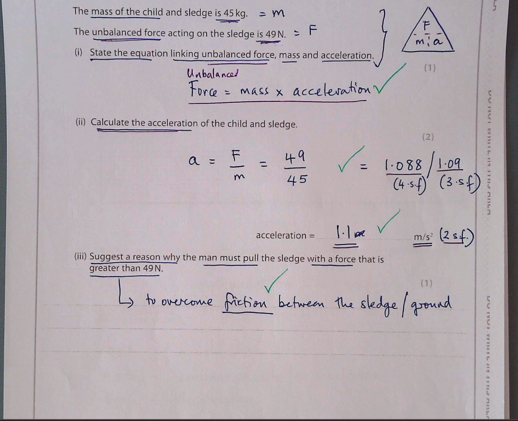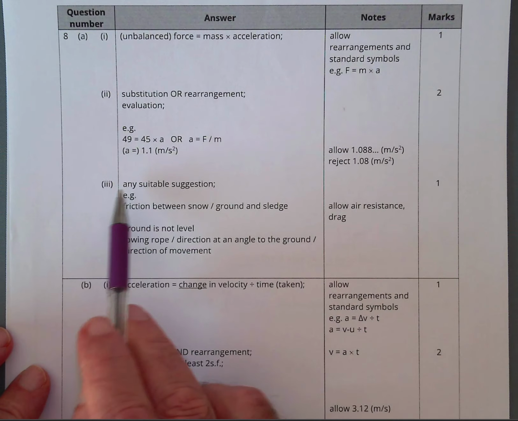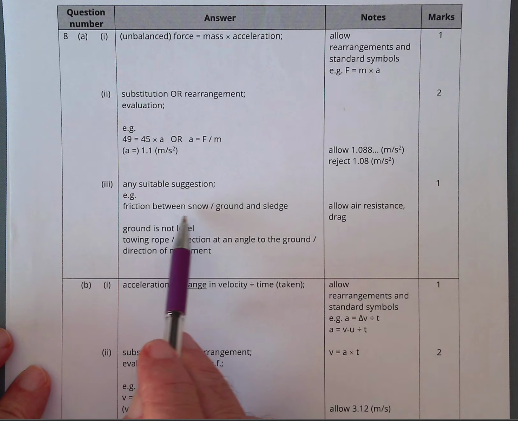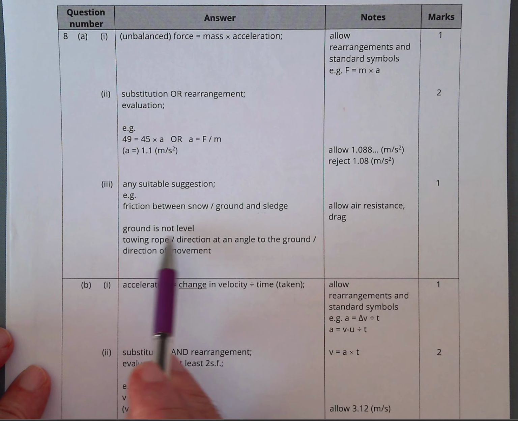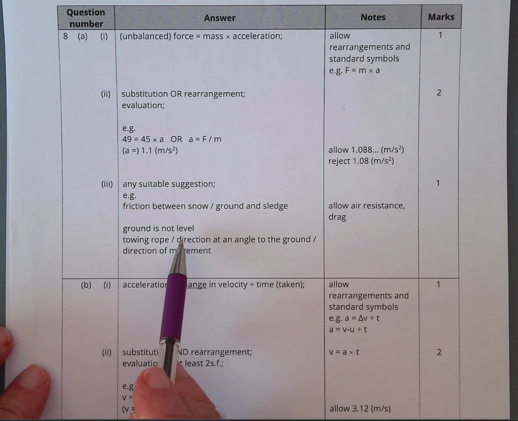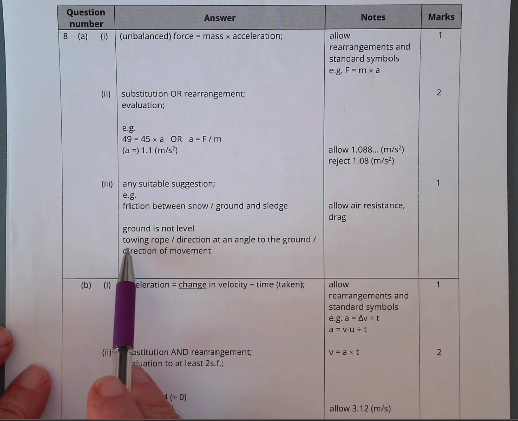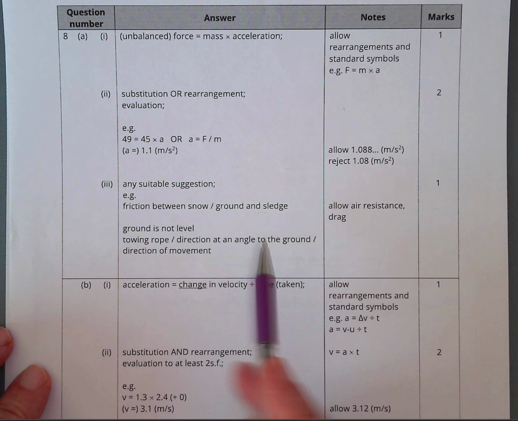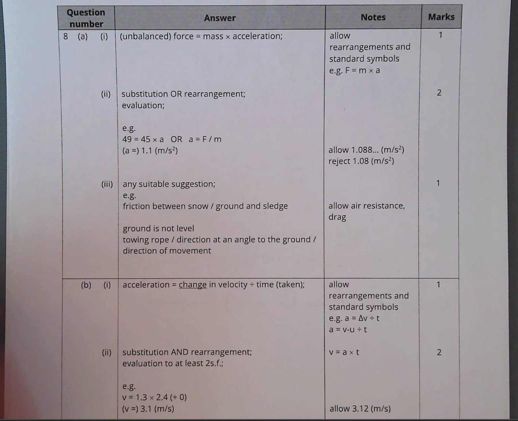So this is part A, and here's a mark scheme. So any suitable suggestion, example, friction, yeah, which is what I put. Ground might not be level, that's true. So if someone put that, it means they're thinking. Towing rope direction is at an angle to the ground. You know, in the diagram, he was pulling at an angle to the ground.